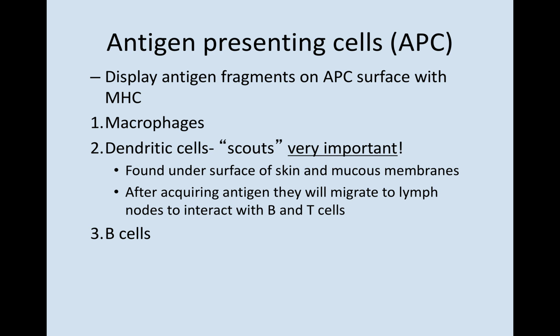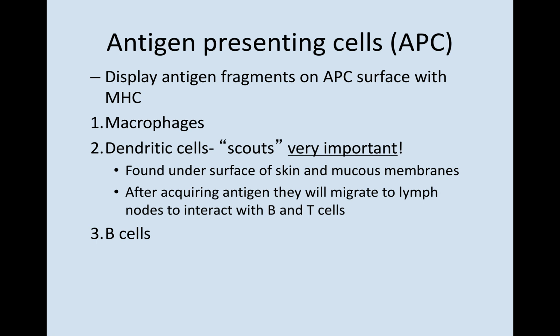In some cases, some of our immune cells need antigen presentation. B cells, for one example, interact with extracellular or exogenous antigen, but our T cells need antigen presentation. Antigen presenting cells will display antigen fragments on the antigen presenting cell surface with what's called an MHC protein, major histocompatibility complex. There are 3 types of antigen presenting cells: macrophages, dendritic cells, which are the scouts, and then B cells are antigen presenting cells.